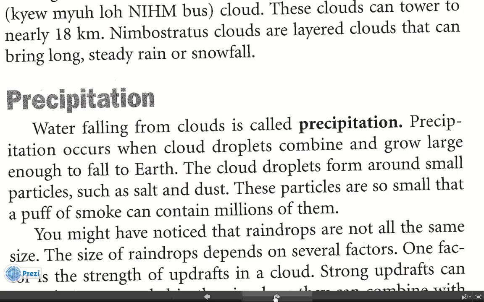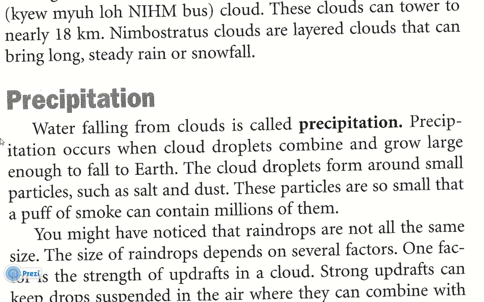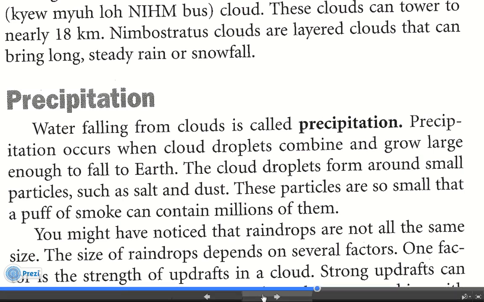Let's go look at a little precipitation. Water falling from clouds is called precipitation. Precipitation occurs when cloud droplets combine and grow large enough to fall to earth. The cloud droplets form around small particles such as salt and dust. These particles are so small that a puff of smoke can contain millions of them. Did you not have a puff of smoke in your bottle today? Did you know there were millions of particles? Wow.